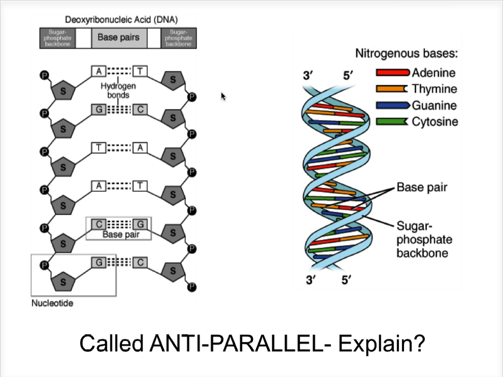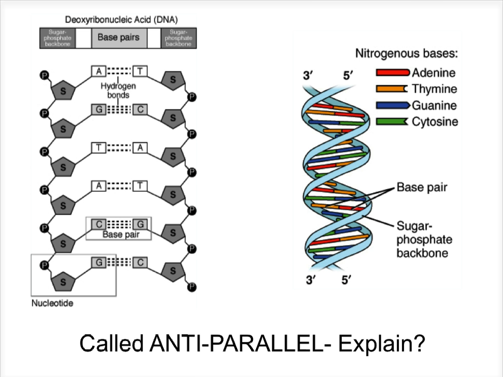When you start seeing the actual structure of DNA, it's actually a double helix, and it's actually twisted around in a helical shape. It's called antiparallel because you can see that the strand on one side is 5' to 3', and then the opposite side is going 3' to 5'. Again, showing the base pairing.